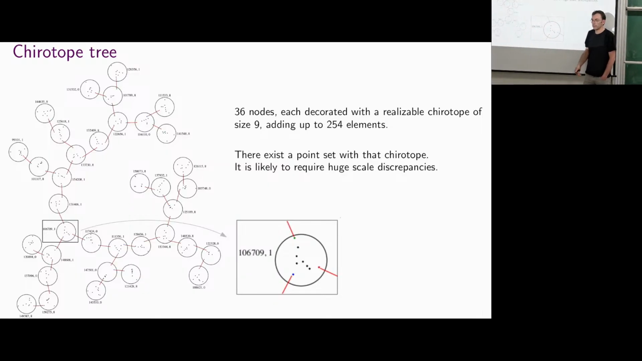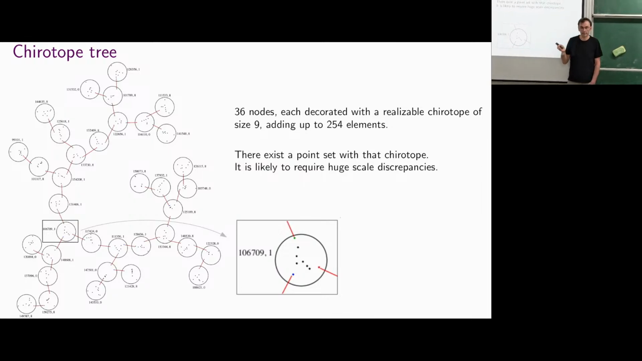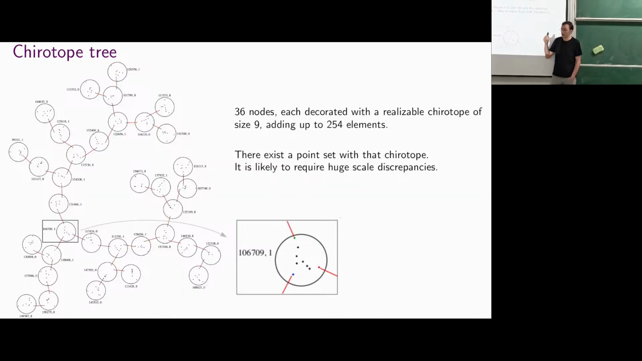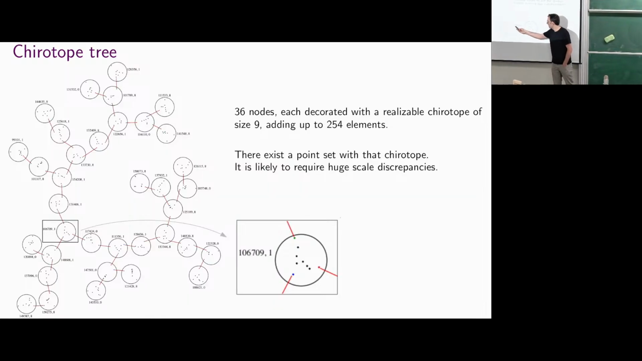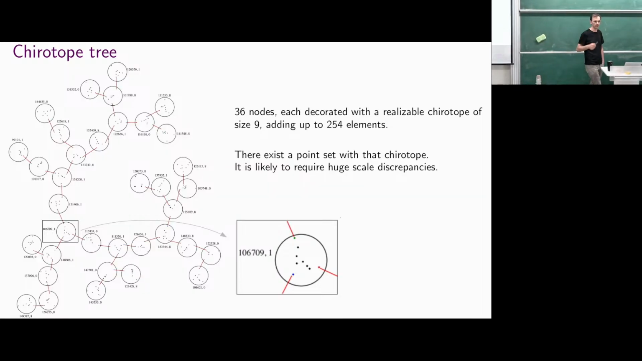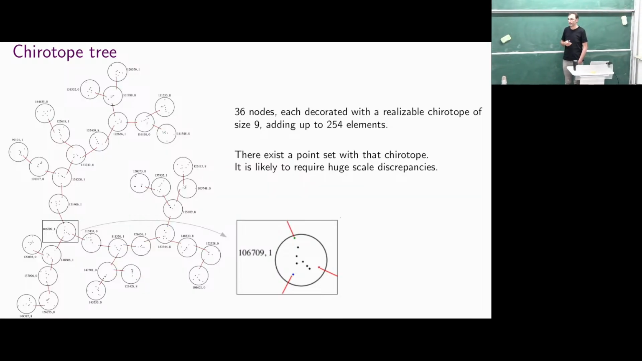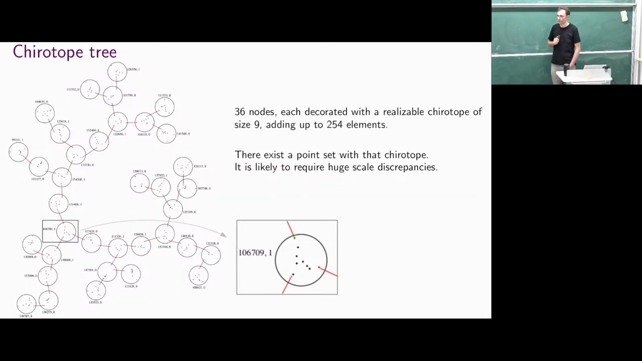There is something called the order type database. It's maintained by Hoslin A. Scholler, and he has up to size 10, up to size 11. He has realizations of all the realizable chirotopes. We picked the one with number 106709 from that database. We just pick them and drag them. Any other question?